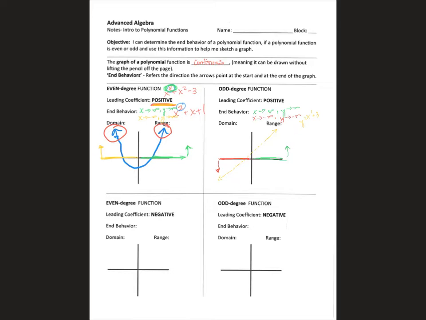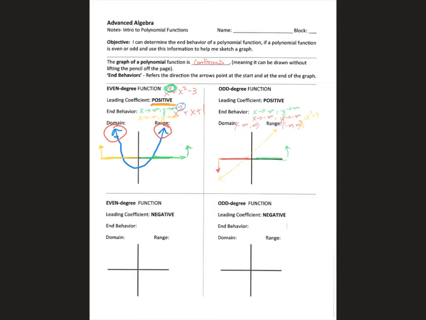As for the domain and range, think about a line, right? The domain of a line is negative infinity to infinity, right? It is continuous throughout. The range is also negative infinity to infinity. All right?